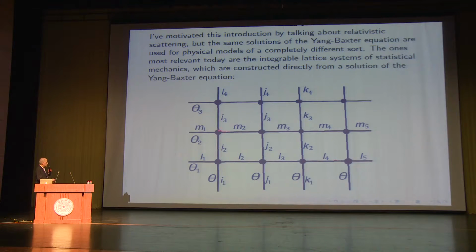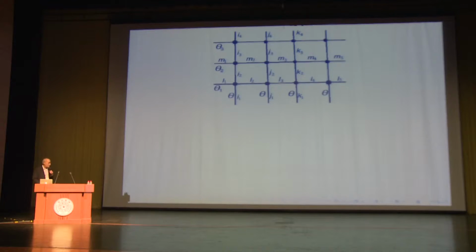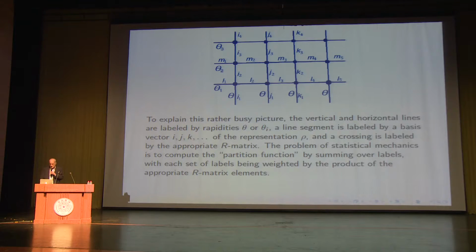So you draw on the plane a lot of horizontal lines and a lot of vertical lines. In Kevin's talk, they were Wilson operators. And, okay, I've repeated this very busy picture. We label the vertical lines by rapidities and the horizontal lines by rapidities. Here I took all the vertical lines to have the same rapidity theta, but I gave different rapidities to the horizontal lines. And then each segment between two vertices is labeled by a basis vector in the representation, I, J, or K, and so on, with lots of indices in that picture. And a crossing is labeled by the corresponding R matrix.